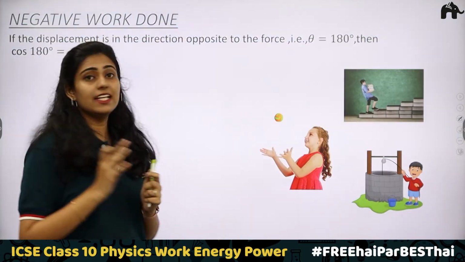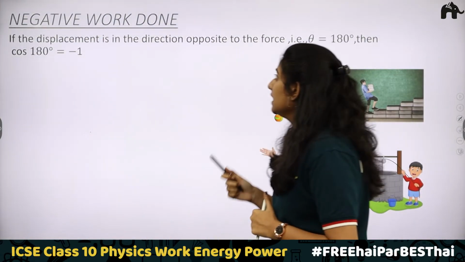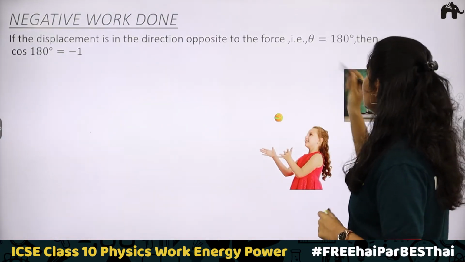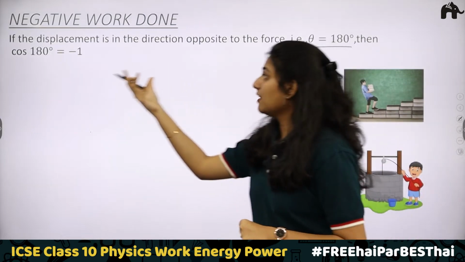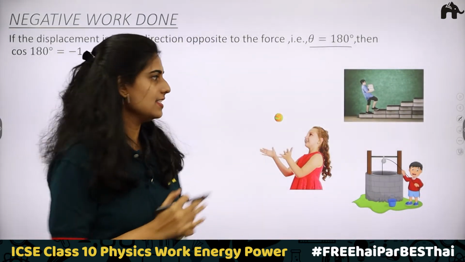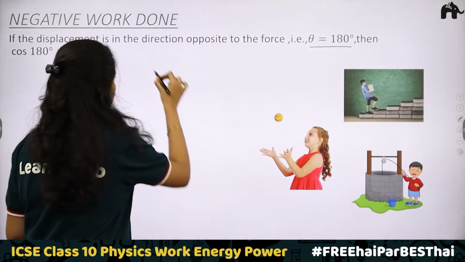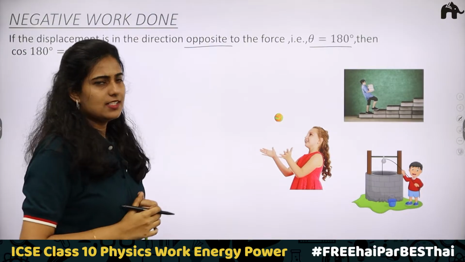Okay. Next is negative work done. What is negative work done? If displacement is in the direction opposite to the force, that is theta is equal to 180 degrees, then cos 180 degrees is equal to minus 1. In that case, we call the work done negative. Okay, here, in opposite direction, what does that mean?